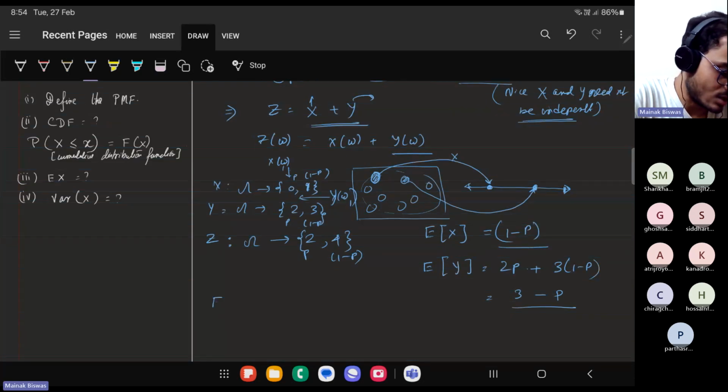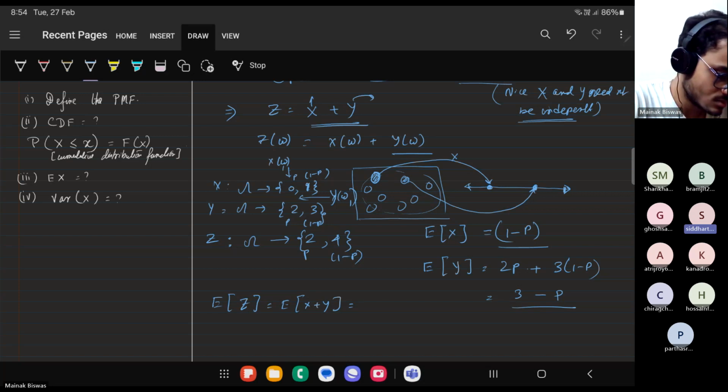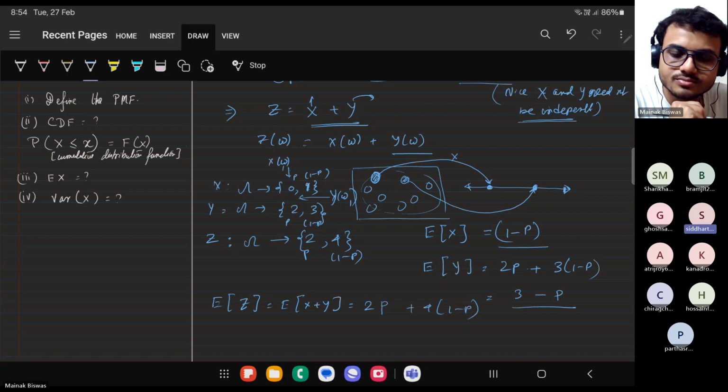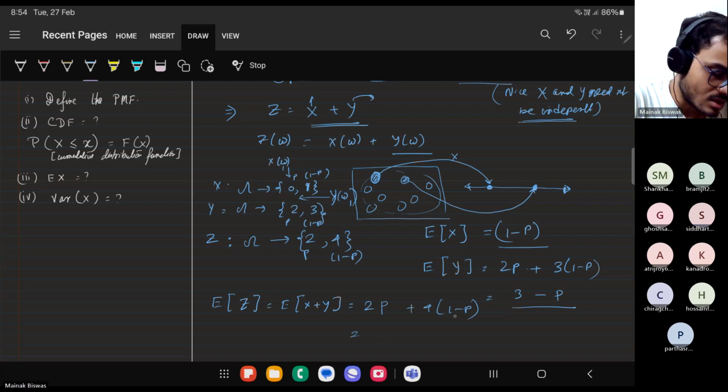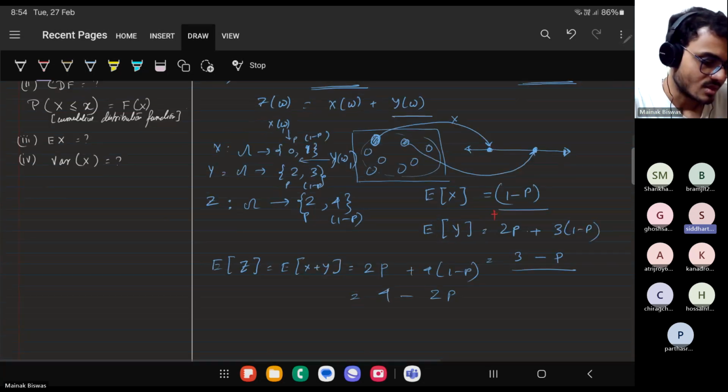What is the value of Z then? The expected value of Z? The expected value of Z computes to 4 minus 2P. So it is 2P plus 4 into 1 minus P. Yes or no? Yes. So this is 4 minus 2P. Is it equal to the sum of these two, even if they are totally dependent? Yes. Why is that the case?